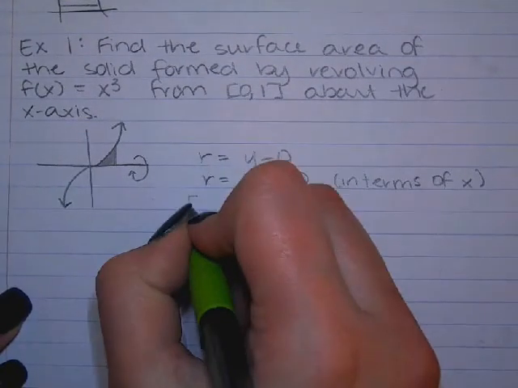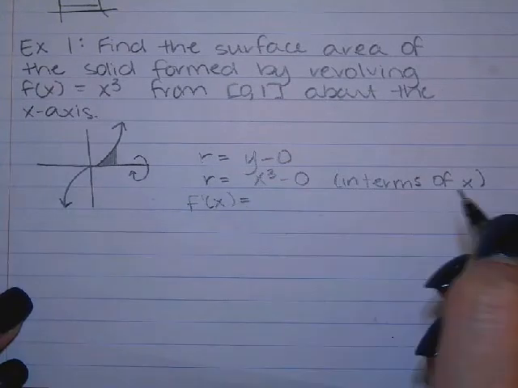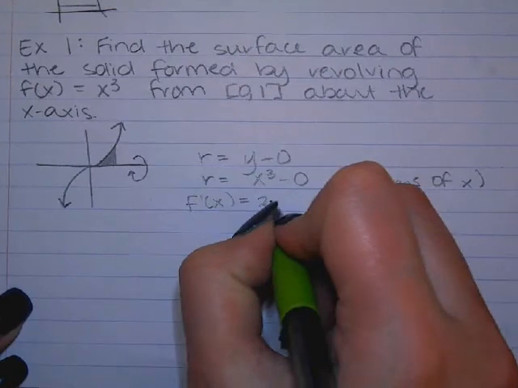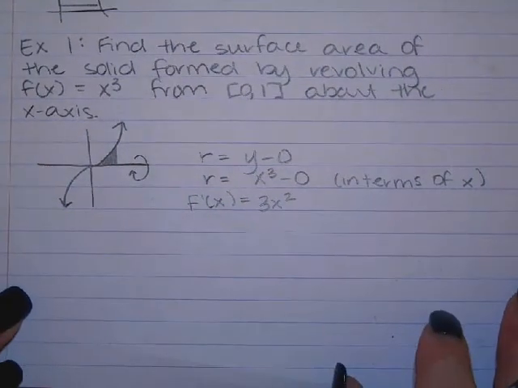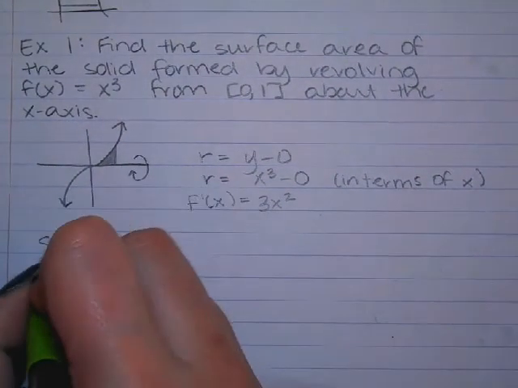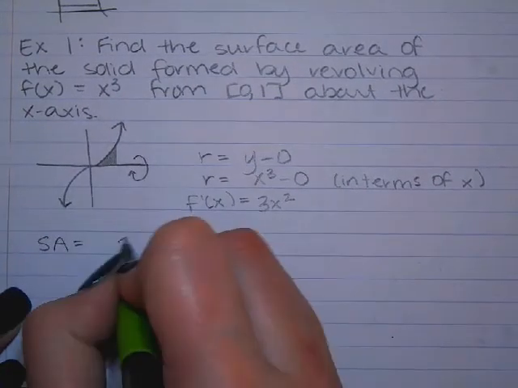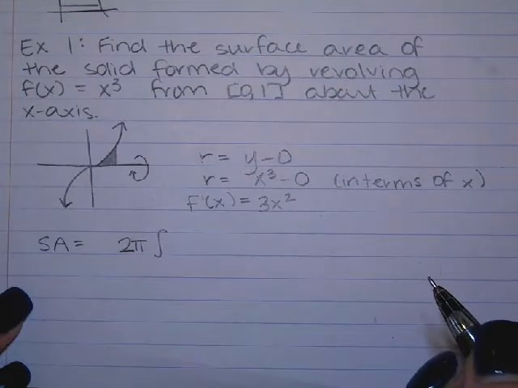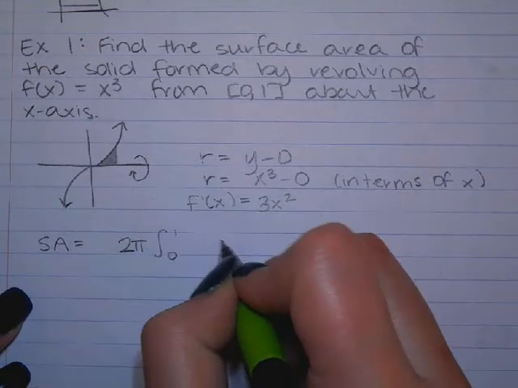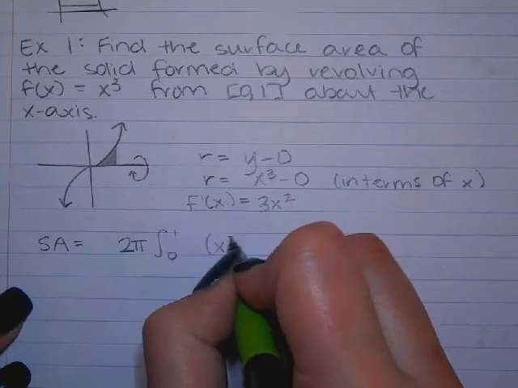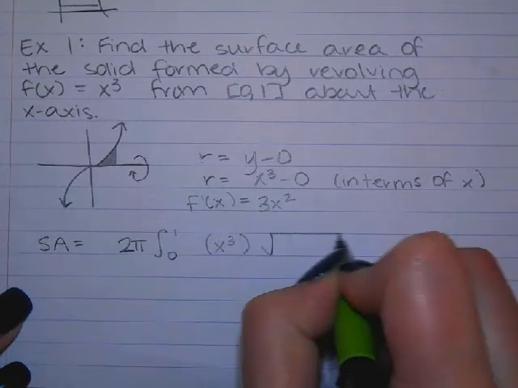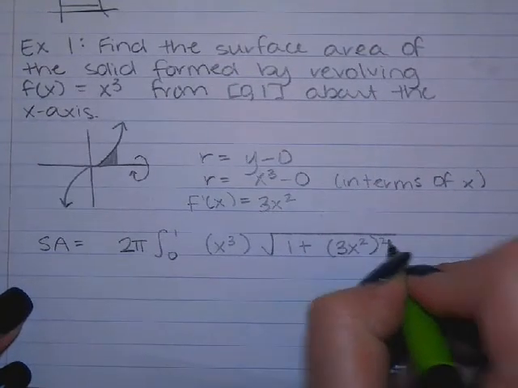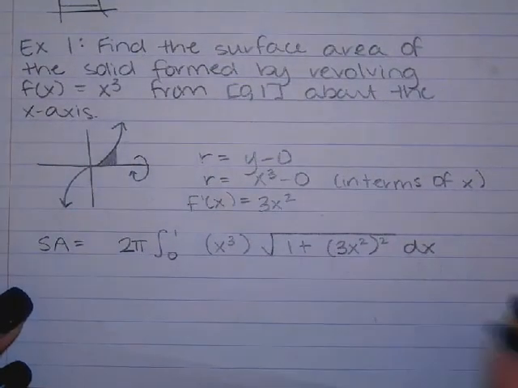And I know that f prime of x is, if f of x is x cubed, good, because I need that for the formula as well. And so my surface area is going to be 2 pi times the integral from 0 to 1 of x to the third, that's my r, times the square root of 1 plus 3x squared squared, which is x to the fourth.